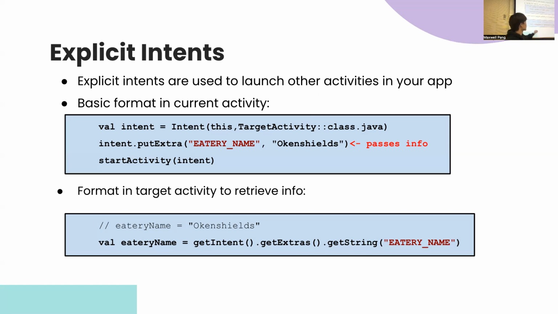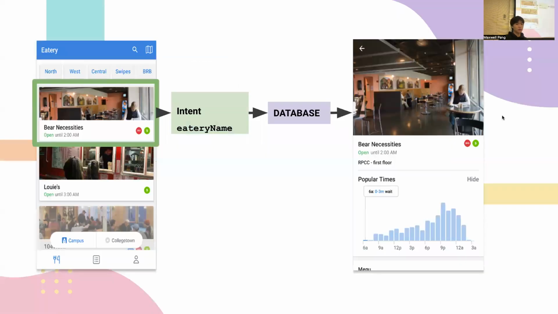So yeah, and then in the target activity, you want to retrieve the eatery name by doing getIntent().getExtras, because here we have putExtra, and then getString with eatery name as our key. So you can think of this as eatery name is the key, and then OpenShields is the value in like a dictionary, if you've done Python or other things.